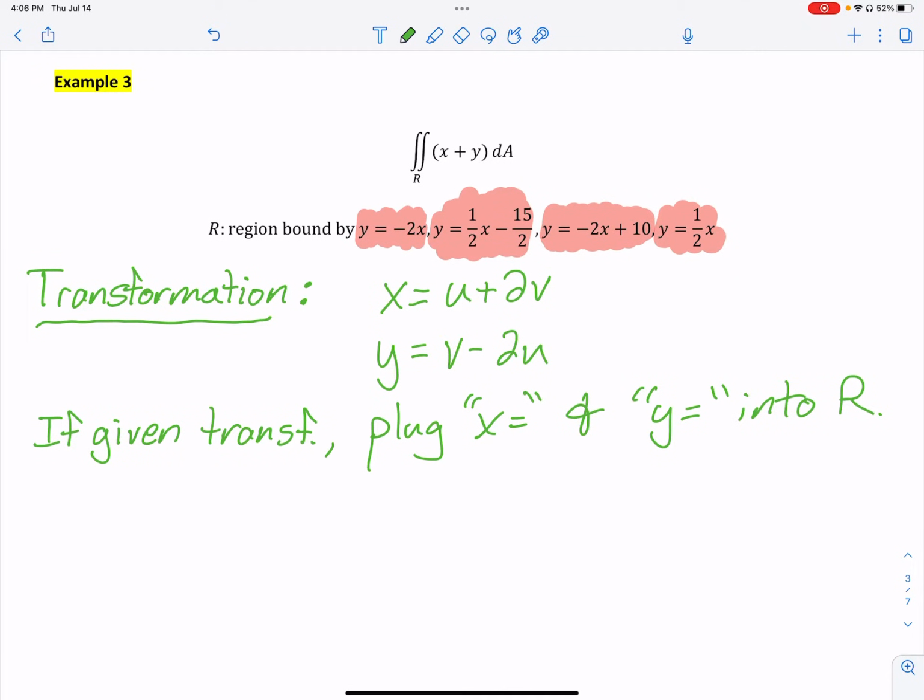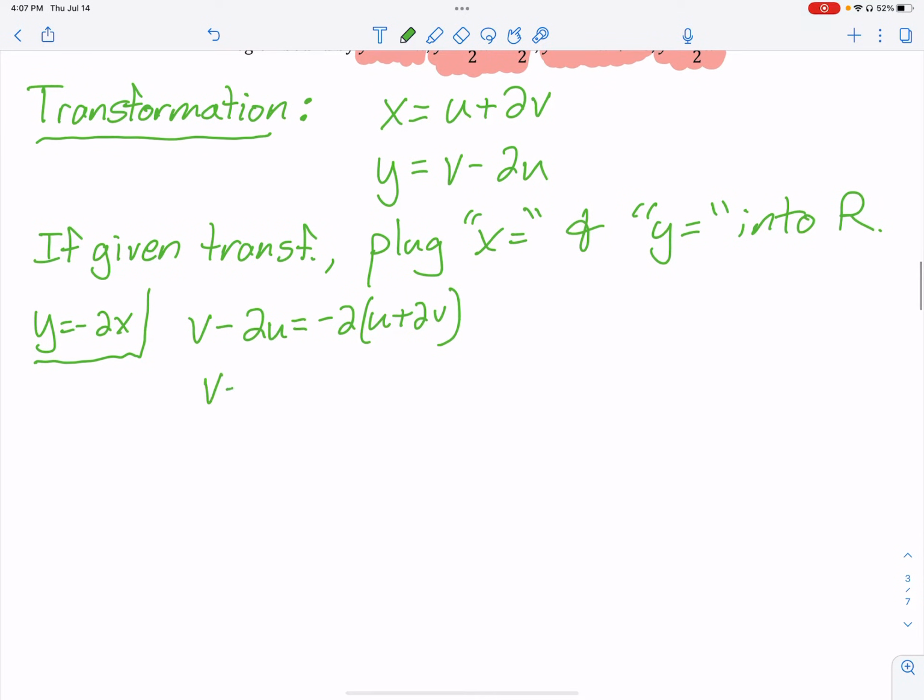I'm going to do the first equation first. We have quite a bit of work here, so I'll try to stay as organized as possible. I'm going to take y equals -2x and plug the transformations in. So y equals v minus 2u equals -2 times x, which is u plus 2v. Working this out, I got v minus 2u equals -2u minus 4v. Notice that there's a -2u on both sides, so I can make them go away. This gets me 5v equals 0, which tells me v equals 0. I'm going to highlight that because I'll probably use it.